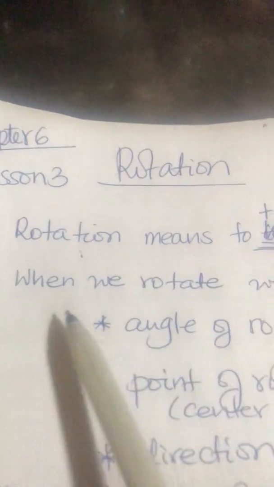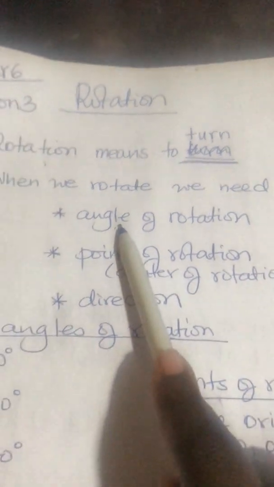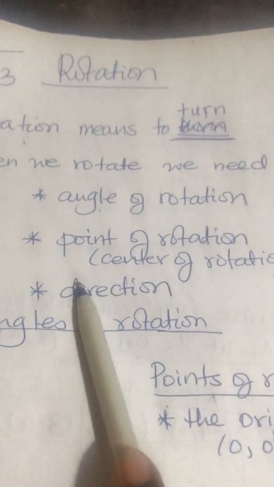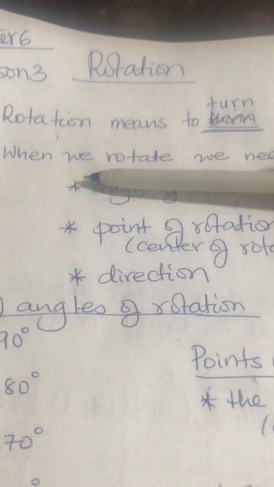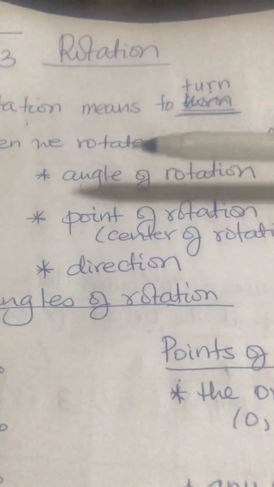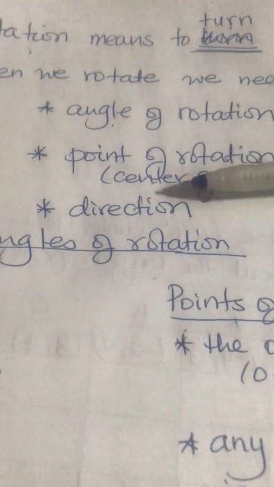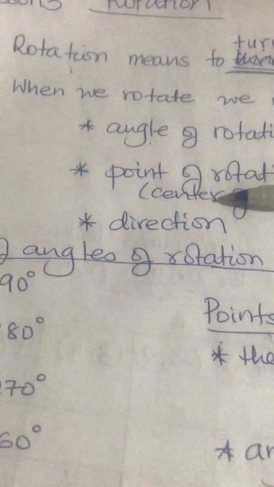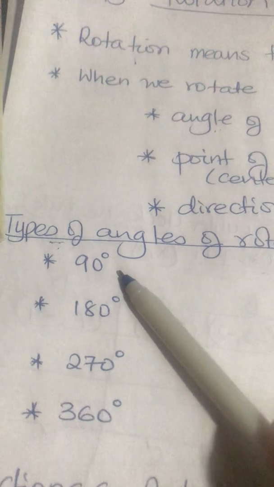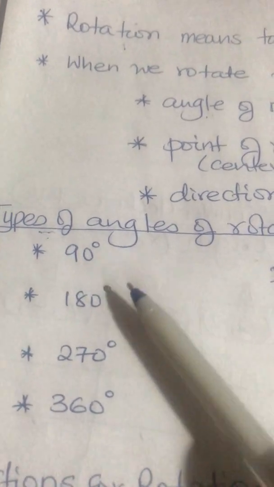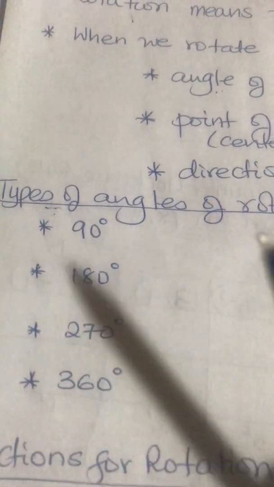When we rotate, the question has to give you the angle of rotation and the point of rotation and direction. So for a rotation to happen, you need three things: the angle of rotation, the point of rotation, or sometimes it's called the center of rotation, and the direction. So how many types of angles of rotation should we know? 4. 90 degrees, 180 degrees, 270 degrees, 360 degrees.